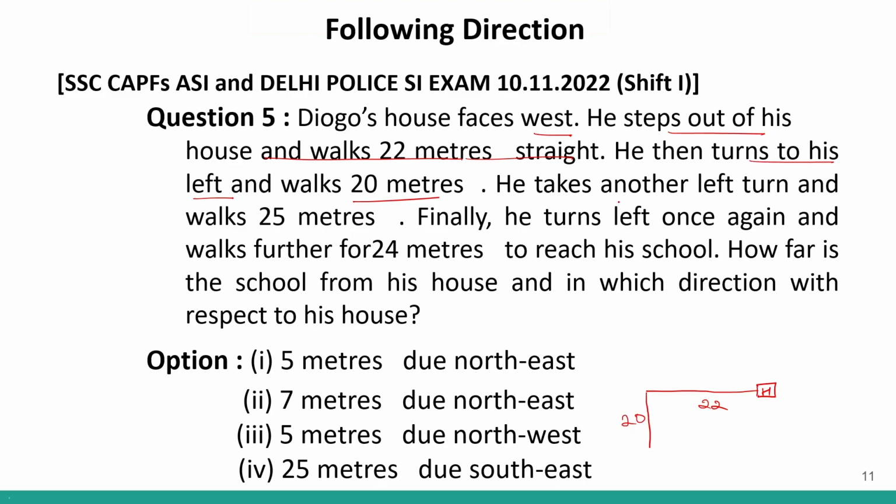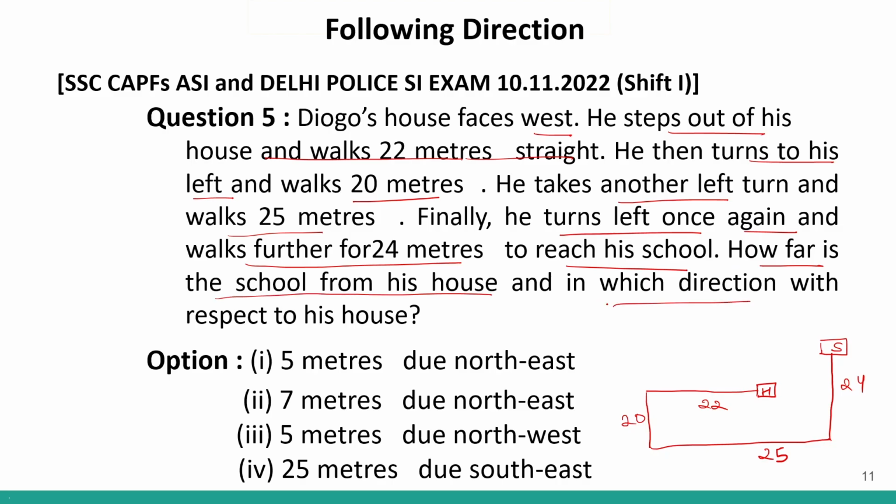Okay. Then another left and walks 25 meters. So another left will be in this direction and he walks for 25 meters. Then he takes a left once again and walks further for 24 meters. So he takes a left, that means this direction, and walks for 24 meters. There he reaches his school. So this is how the school is. Now we have to find out how far is the school from his house and in which direction with respect to his house.